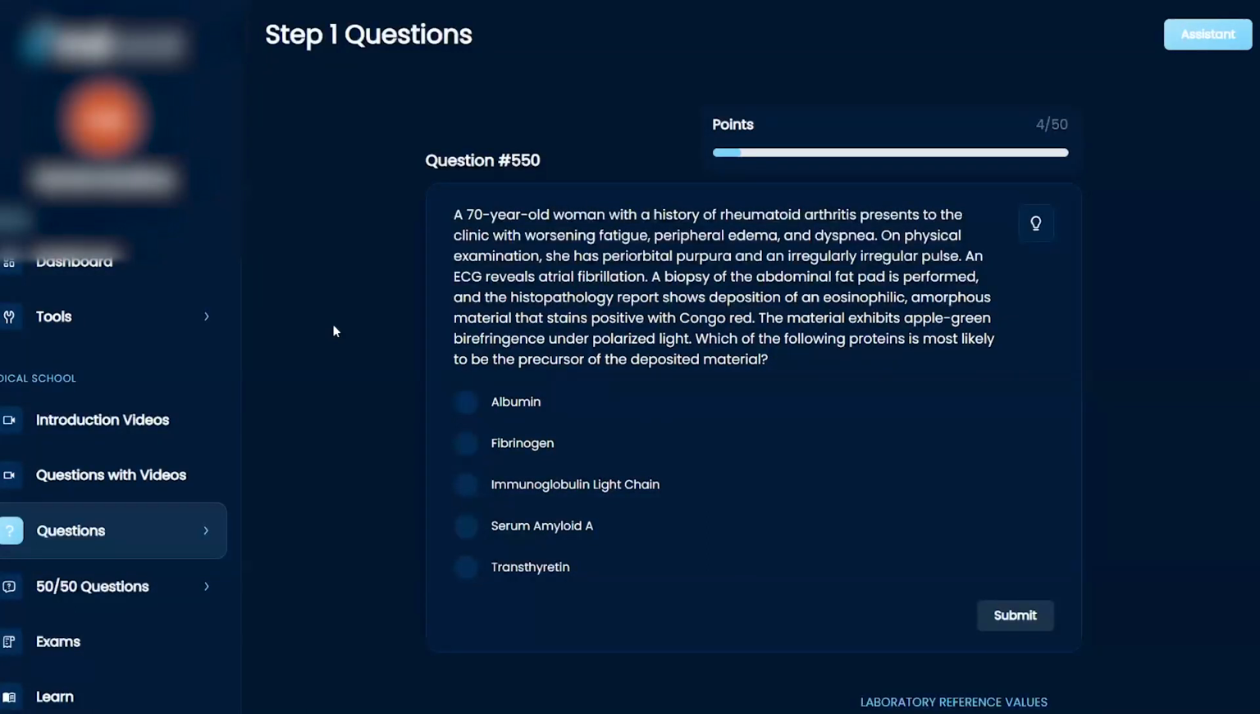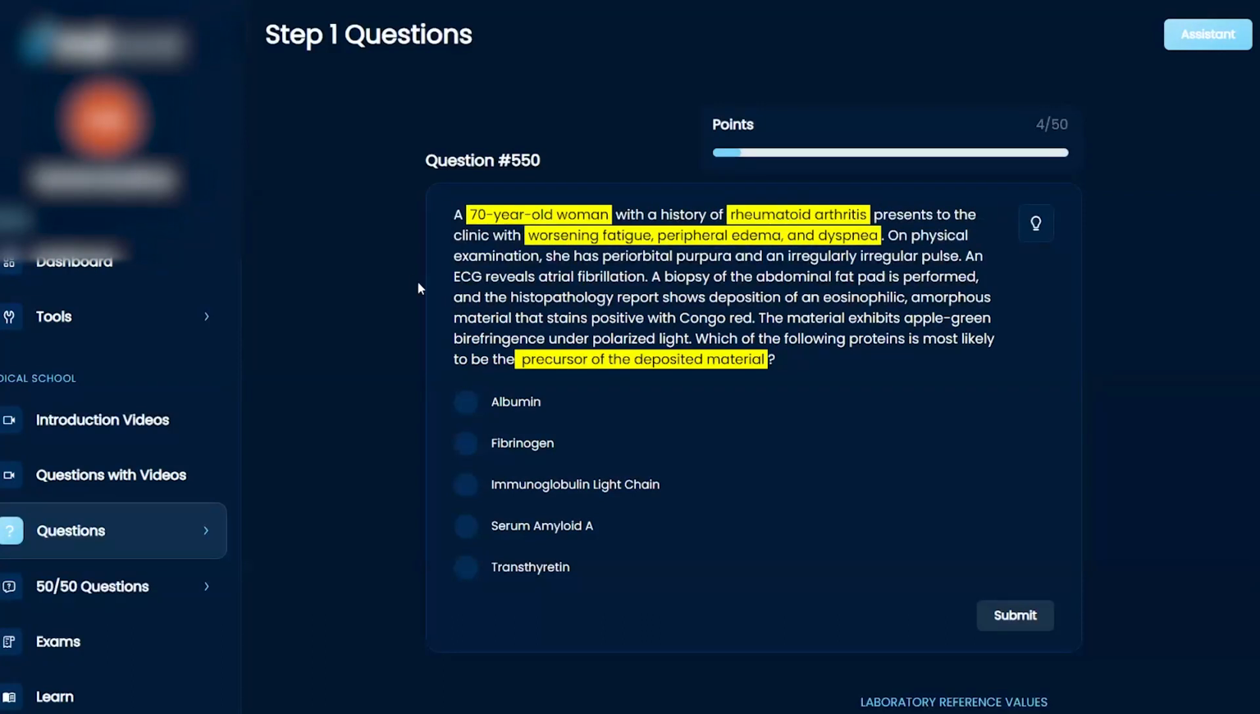Okay, so which of the following proteins is most likely to be the precursor of the deposited material? So looks like we're dealing with heme-onc. So 70-year-old woman with a history of rheumatoid arthritis presents to the clinic with worsening fatigue, peripheral edema, and dyspnea. On physical examination, she has periorbital purpura and an irregular pulse, AFib.